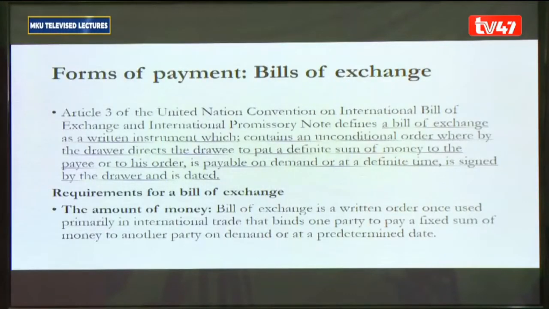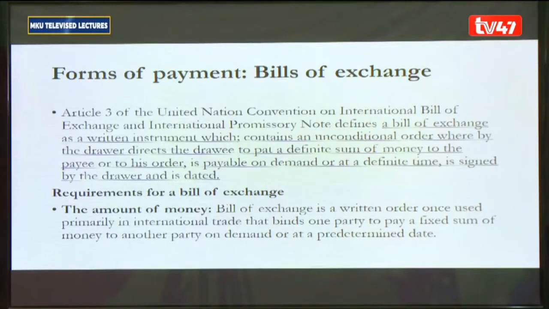The next form of payment is bill of exchange. A bill of exchange is a written instrument which contains an unconditional order where the drawer directs the drawee to pay a definite sum of money, okay, to the payee or to his order, okay. It is payable on demand or at a defined time, and is signed by the drawer, and it is dated. I think we understand this from our previous classes on contract law.